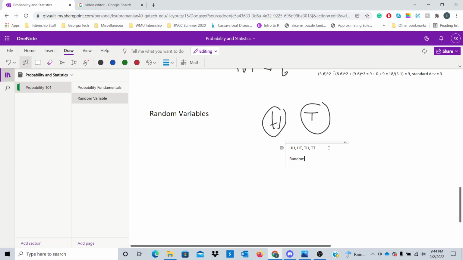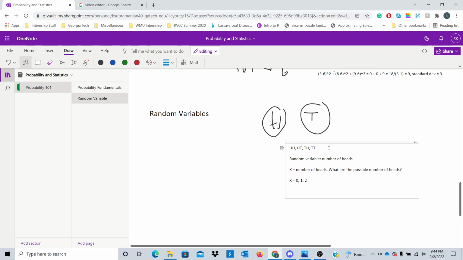But here's what a random variable can do. Let's say I have these results of tossing a coin, but I want to know the number of heads. So I'm going to let x equal the number of heads. What are the possible numbers of heads on tossing a coin twice? Well, you could get no heads, one head, or two heads.